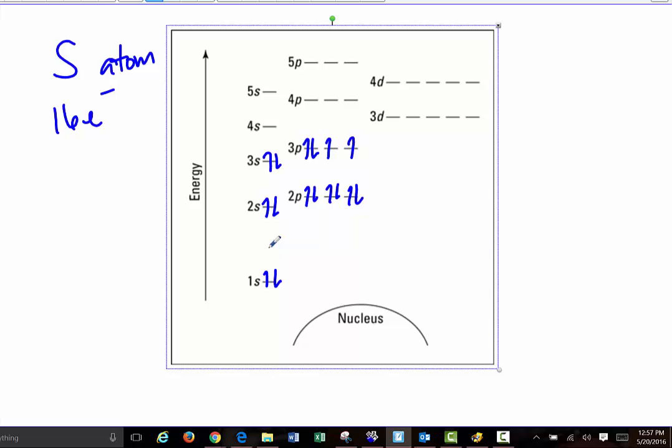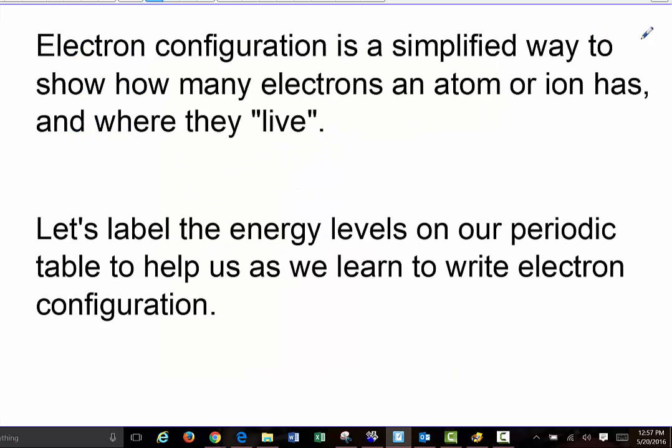So instead, what we'll do is we'll learn about electron configuration, which is a simplified way to show how many electrons live in an atom, or where they live specifically. So what is the configuration of electrons within an atom or in an ion? And to do that, we're going to need to know how to use our periodic table to figure out where the different orbitals are on our periodic table.